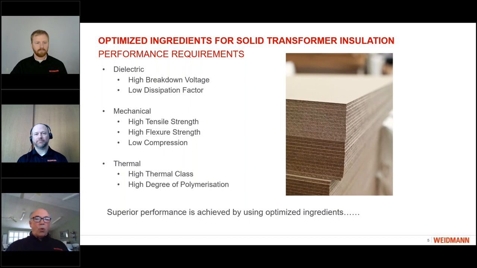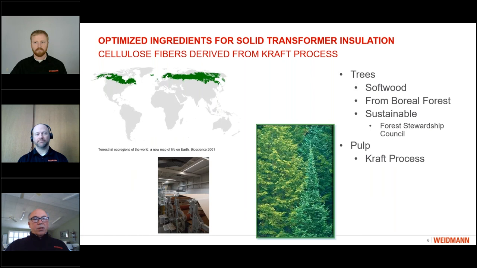The challenge for the board maker or the paper maker is that all of these performance criteria can only be achieved using two raw materials, basically water and cellulose pulp. So particularly for the strength and the dielectrics, we have to be very careful about those raw materials. Next slide, please. So from the cellulose standpoint, there are two important criteria.